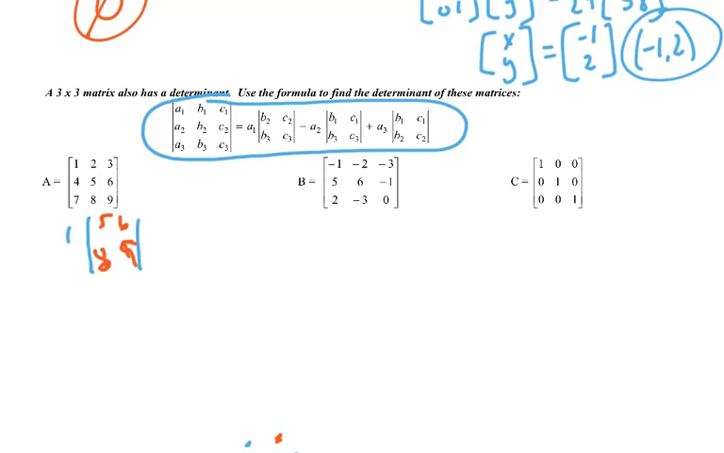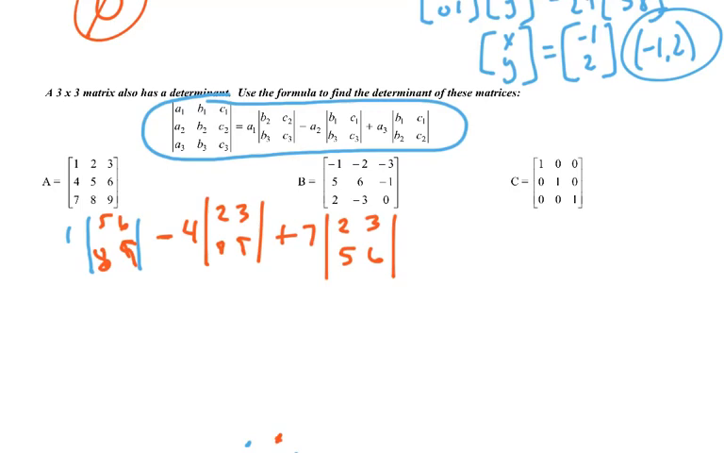Then I see a minus sign. And then it says A2, so in ours that's a 4. B1, C1, B3, C3, so 2, 3, 8, 9. Then I see a plus. A3 here is a 7. B1, C1. So then this is going to be 2, 3, B2, C2, 5, 6. Right? So I basically just went through and plugged in what they told me.